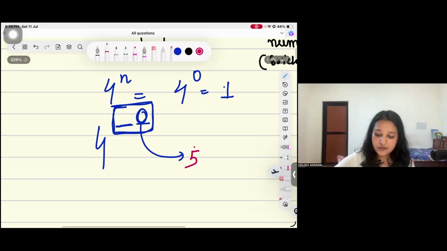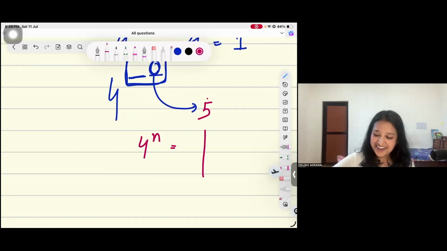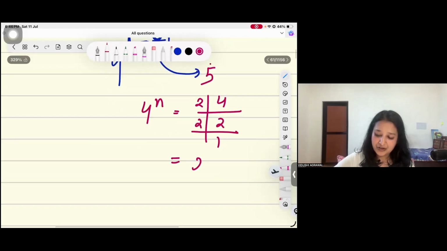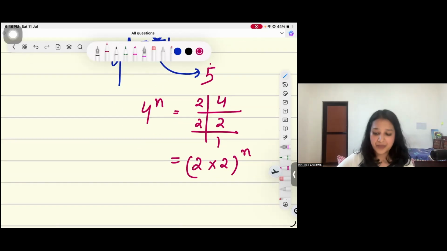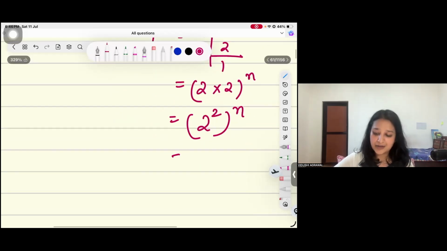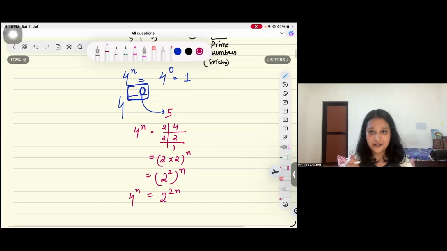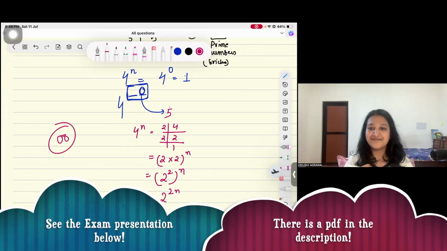So let's show the prime factorization of 4 power n. How to do it? Like this. When you do prime factorization, you get 2 into 2 power n, which you can also write as 2 power 2n. Correct? Here we are not getting 5 anywhere. So you're going to say no, we are not getting any number which ends with 0. This is the explanation, but we do not present it like this.